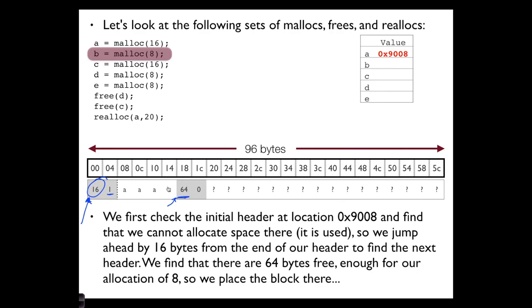Just add 16 to it, right? You're going to do a lot of pointer math involved with these heap allocators. Okay? So you're going to add 16 to it, and you're going to get here, and you're going to go, oh, now 64, I do have enough bytes for my 8-byte allocation. And that's the way it goes.